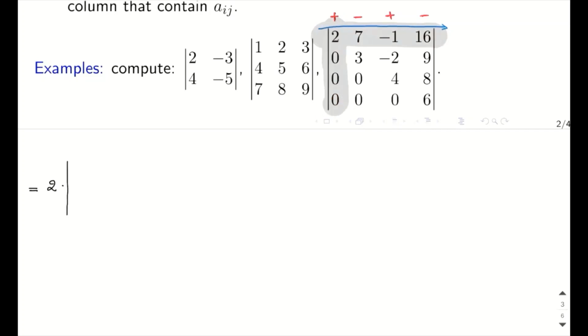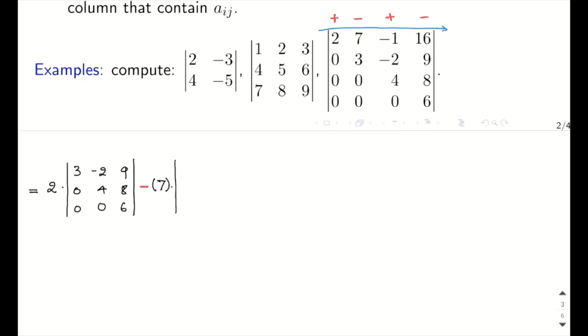So what you end up having is this smaller matrix here, right? So you copy it to the space here. Now we are going to move to the next one, 7. The sign in front of 7 will be negative. And then you will have to write down the determinant that is corresponding to 7 here. So in order to do so, we are going to cross out the row and the column that contains 7.